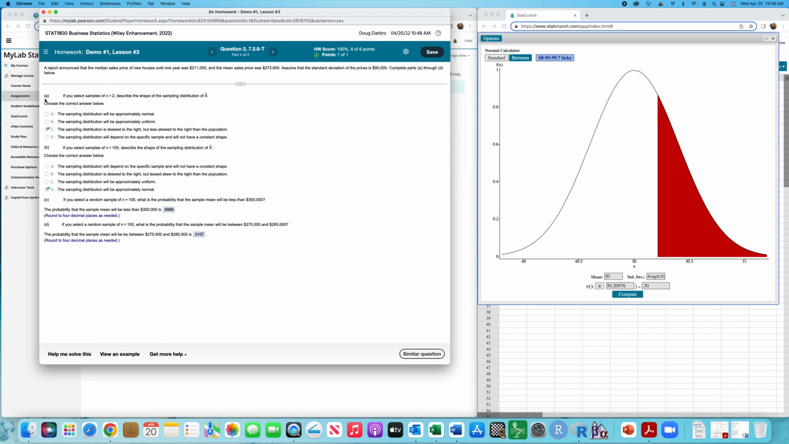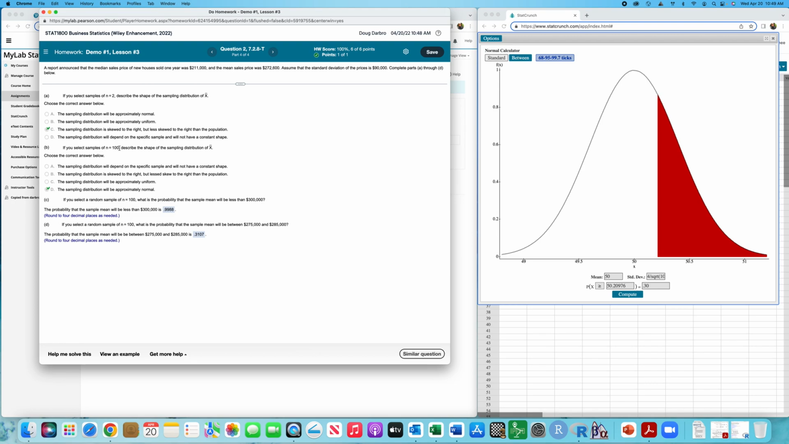So part A says if we select random samples of n equal 2, what's the shape of the distribution? Well, it's going to remain skewed to the right because we haven't yet met that threshold of a sample size of 30 or larger, as again I taught in a previous instructional video. So we're not there yet. So the sampling distribution will be the same as the probability distribution of house prices taken one at a time.